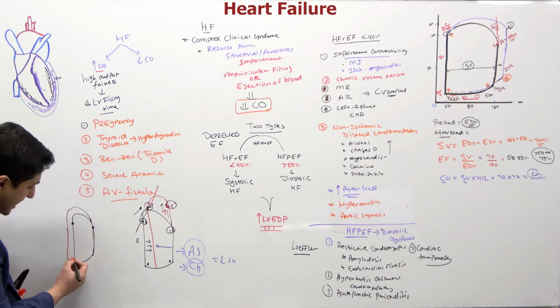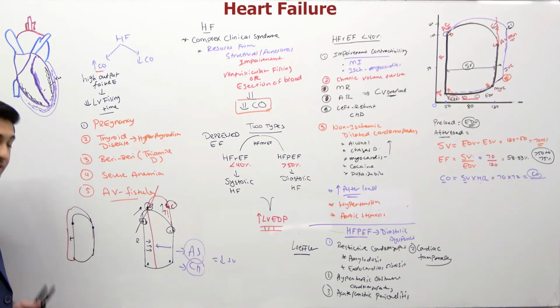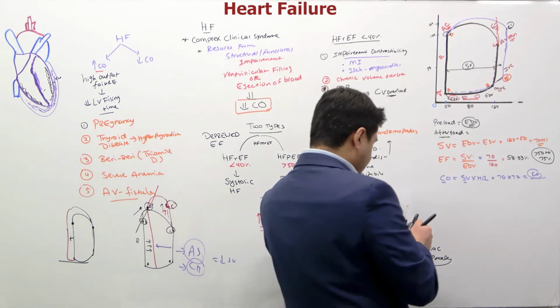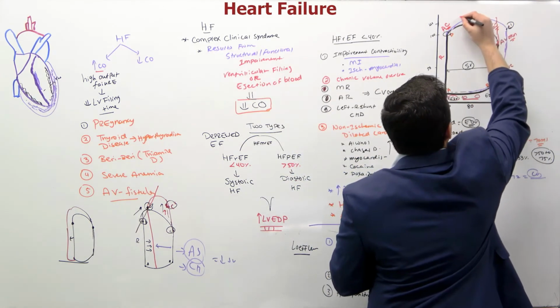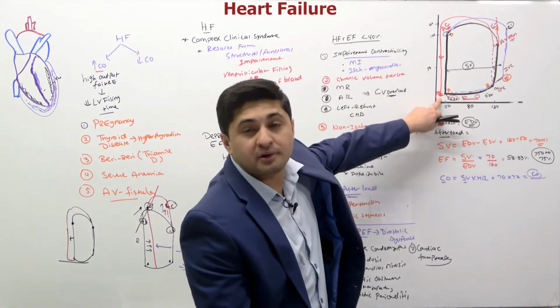Look at this. What is happening with contractility is that this graph is shifted more toward the left. If I make this contractility graph right here, it'll go like this, all the way down, and come all the way down here like this. That means it is going to propel more blood out.